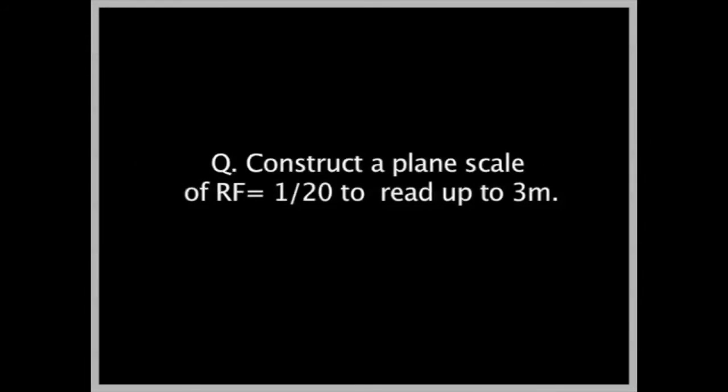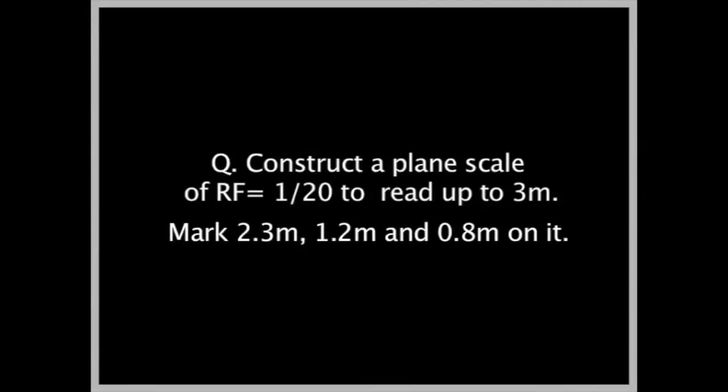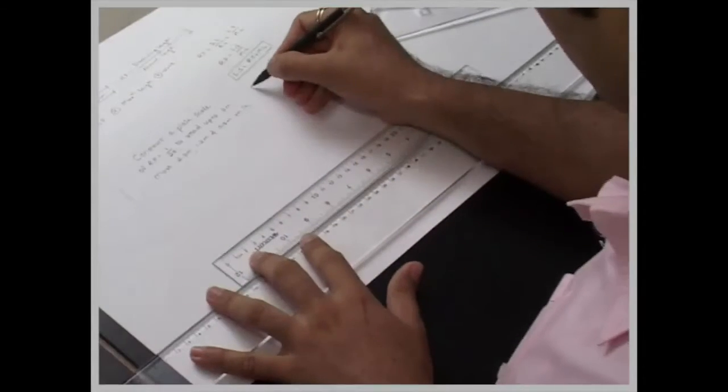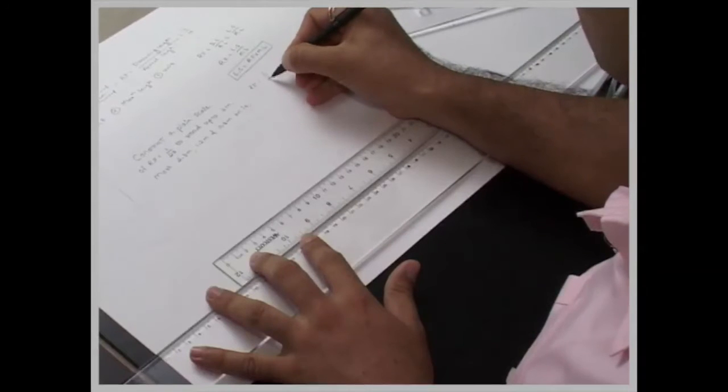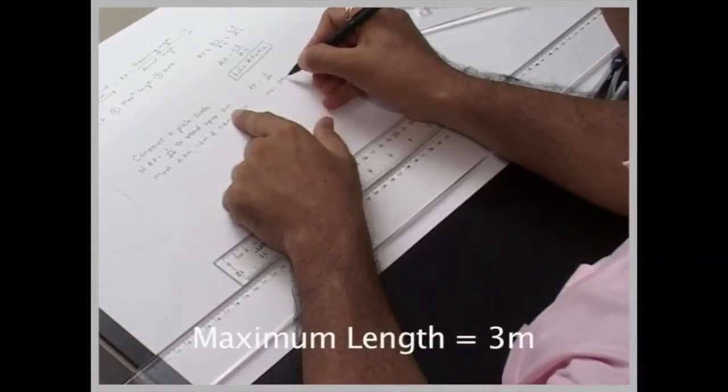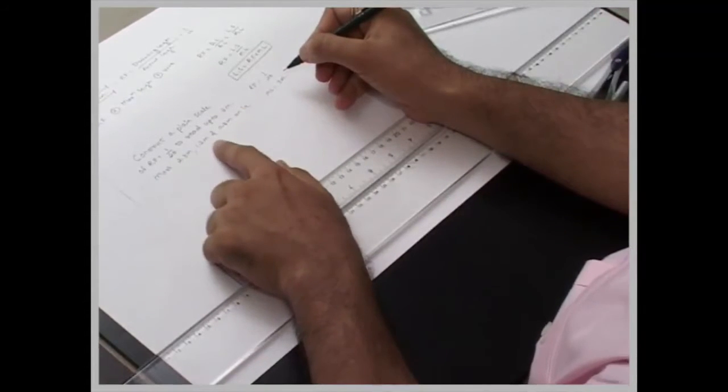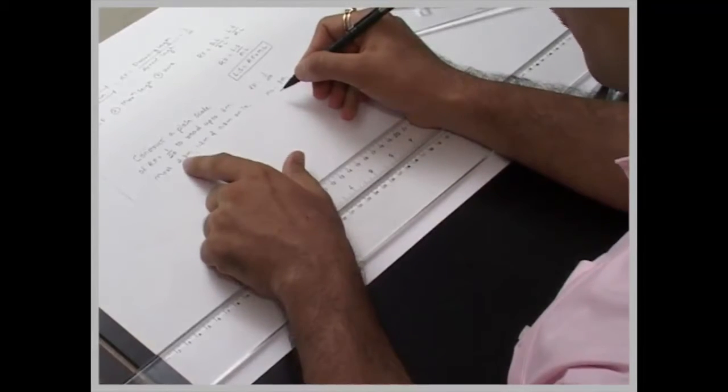Now they have given: construct a plane scale of RF 1 upon 20 to read up to 3 meters. Mark 2.3 meter, 1.2 meter and 0.8 meter on it. In this case, they have given RF. So RF is how much? 1 upon 20. What do you mean by 1 upon 20? That means 1 is the drawing length and 20 is the actual length. Then they have given read up to 3 meter, so maximum length is 3 meter. Mark 2.3 meter on it. That means they want us to mark 2 meter and 3 decimeter, right? So we have to mark meter as well as decimeter.